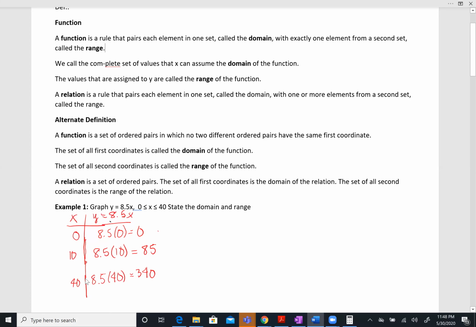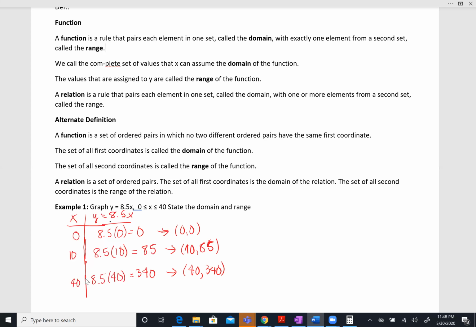Okay. So this gives me the ordered pair 0, 0, and I have 10, 85, and this one gives me 40 and 340. Okay, so let's graph this.